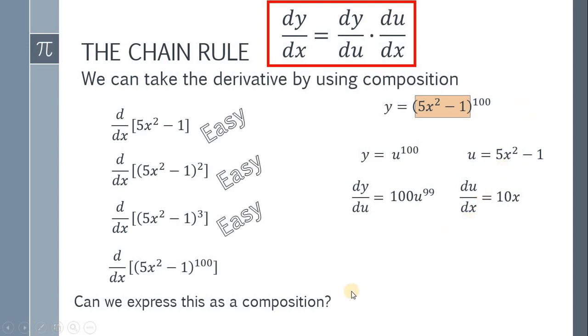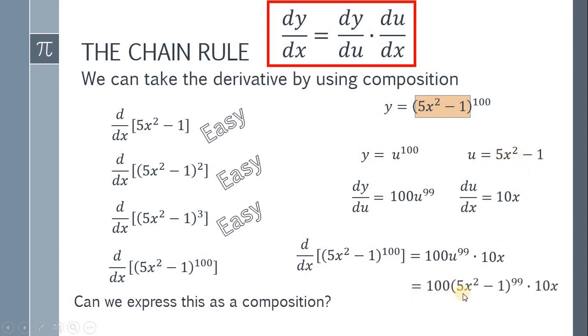Okay? So, gawin natin. So, we have the derivative of 5x squared minus 1 raised to 100 is equivalent to, so again, ito ay dy over dx. So, para makuha yung dy over dx, kailangan i-multiply natin yung dy over du sa du over dx. So, yung dy over du natin is 100u raised to 99 times yung ating du over dx, which is 10x. Now, yung derivative natin, kailangan in terms of x. So, ibig sabihin, yung u, kailangan natin palitan. So, ano ba yung value ng u? Yung u ay 5x squared minus 1. So, gawin natin. 100 multiplied by 5x squared minus 1 times 10x.